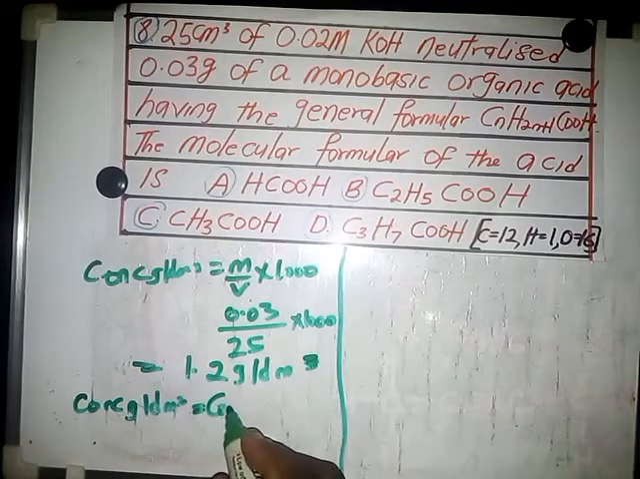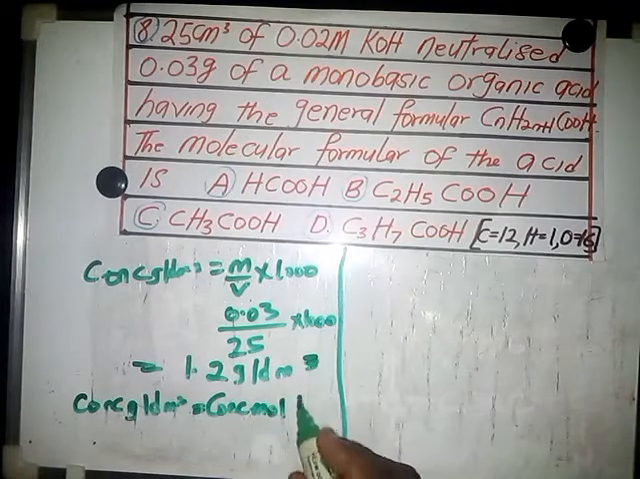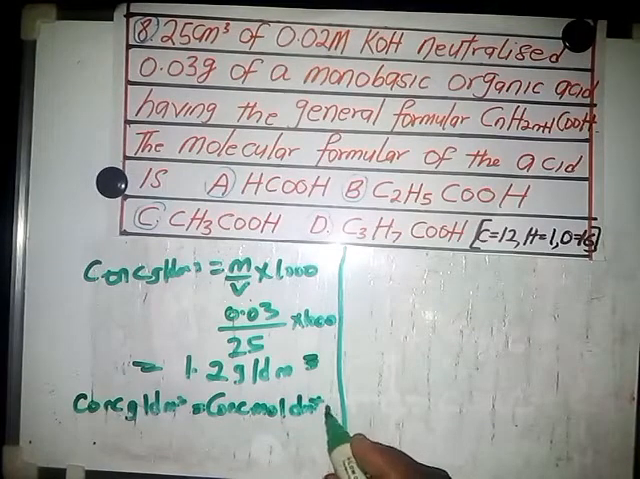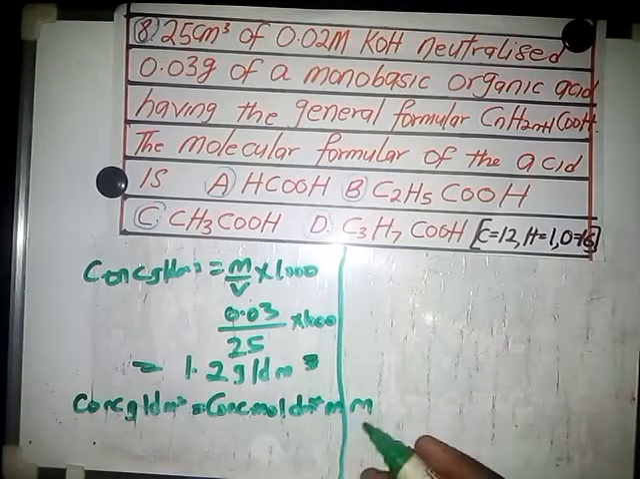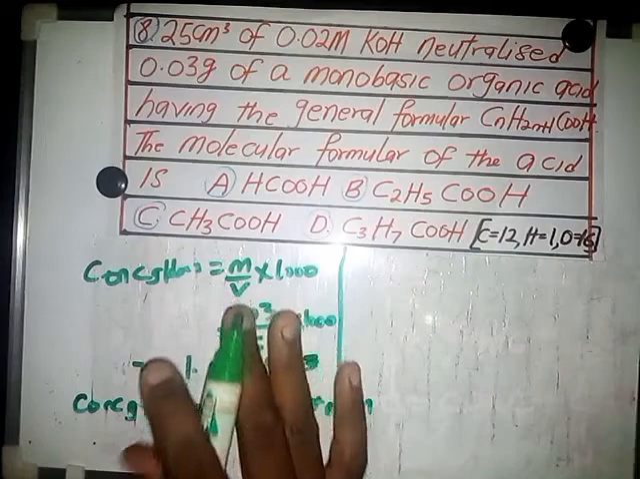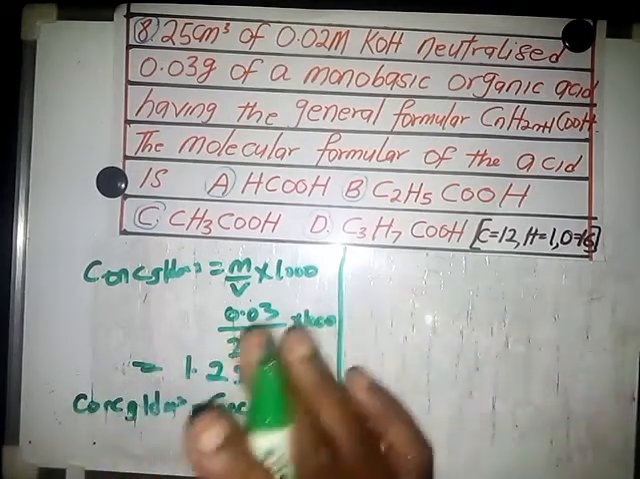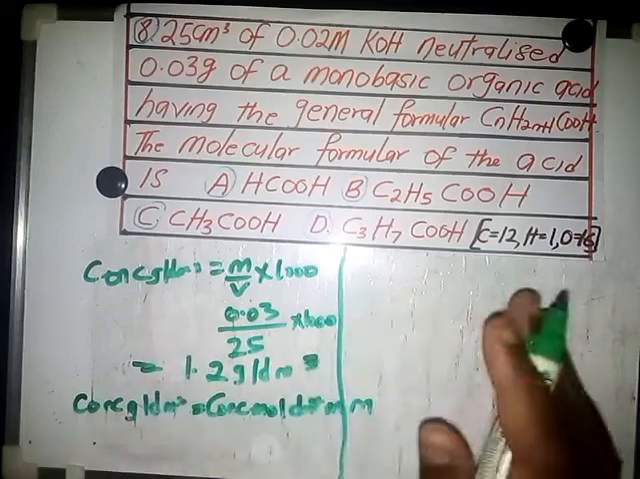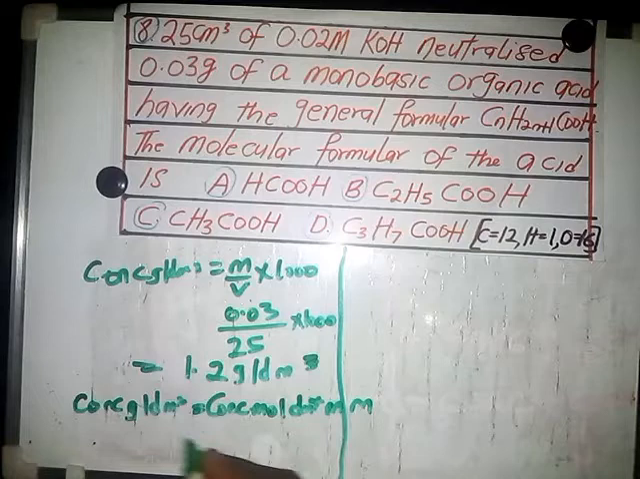Then you now use the second formula, which is concentration in gram per dm cube equals concentration in mole per dm cube times molar mass. From here I will make molar mass the subject of the formula because I'm looking for molar mass. Different people might have different ways of solving it. What's important is that you understand the pattern and you get the right answer.